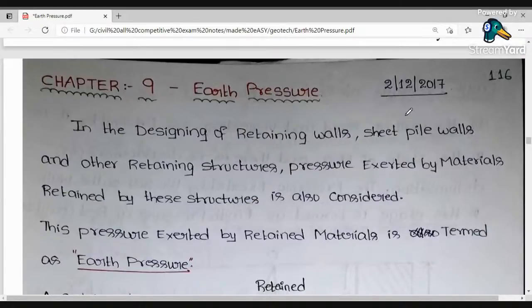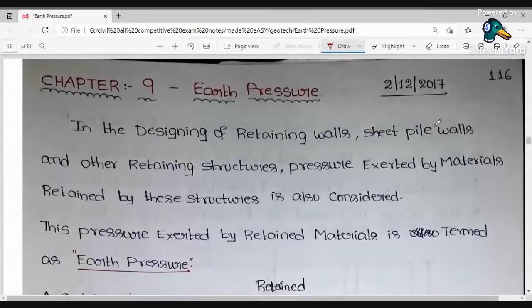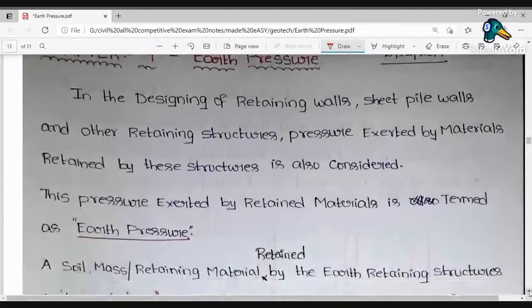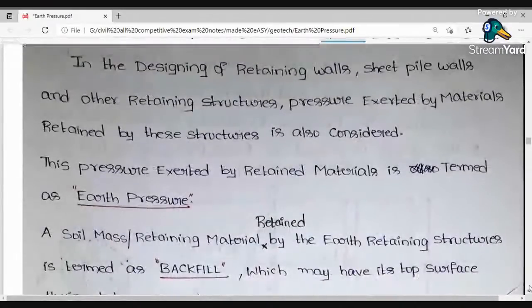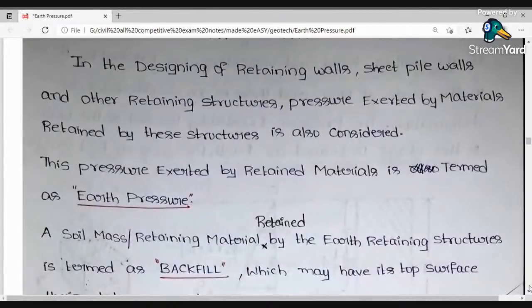So we'll go for retaining wall. In retaining wall, we are basically discussing the design of retaining walls, sheet pile walls and other retaining structures. The pressure exerted by materials retained by this structure is also considered. The pressure which is exerted by the retained material is known as earth pressure.